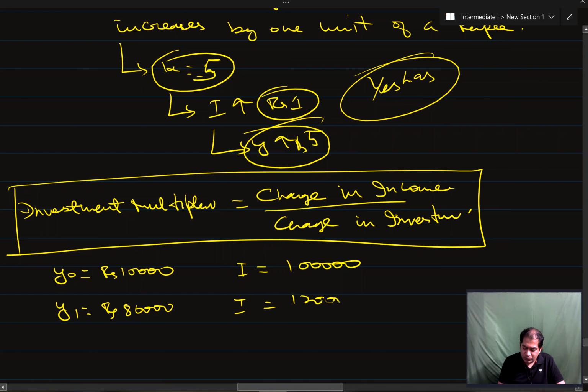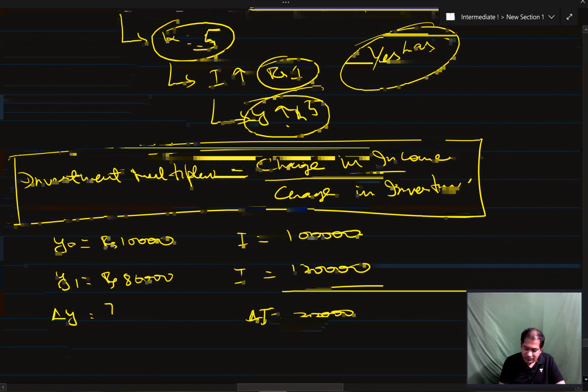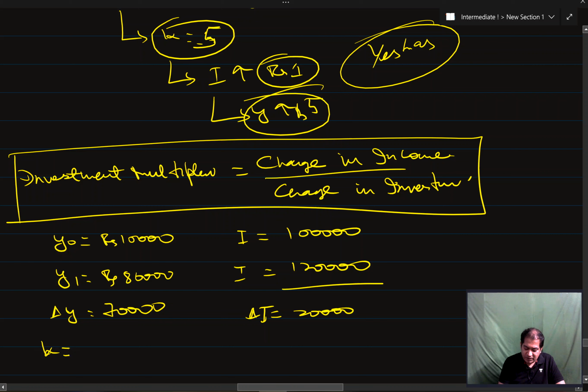So the value of K is delta Y by delta I, that is 70,000 by 20,000, which gives you 3.5. It means if the investment increases by 1 rupee, the total income will increase by 3.5 times. Now this value can also be determined using marginal propensity to consume, MPC.